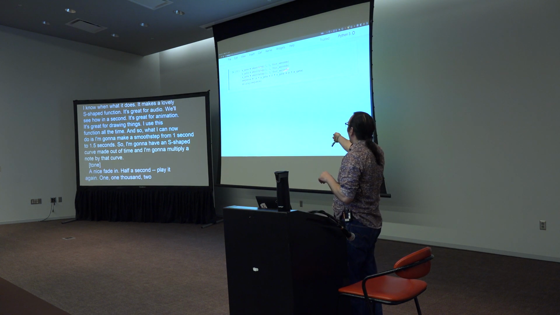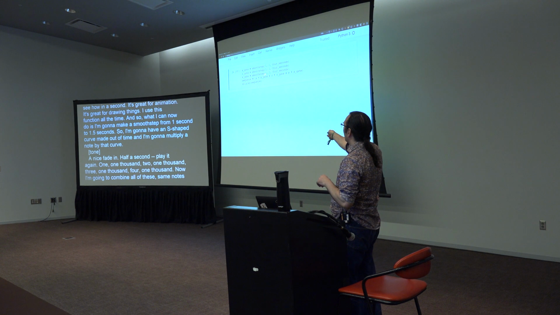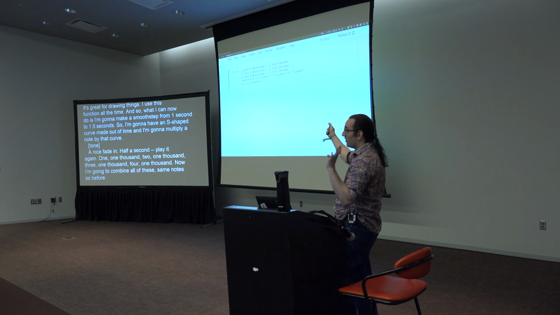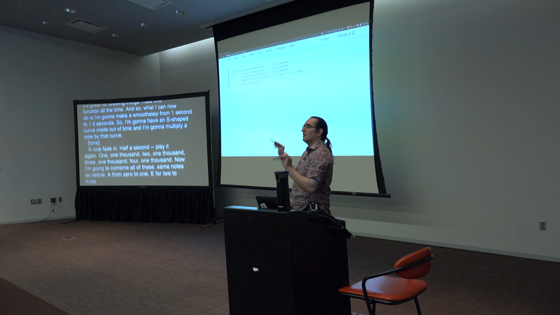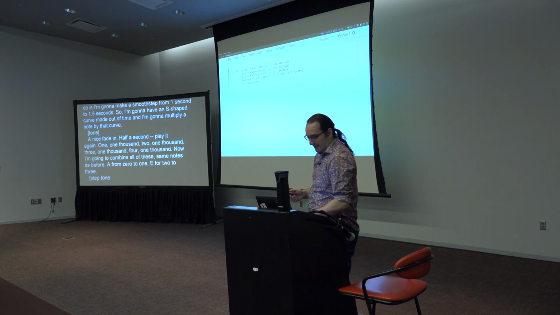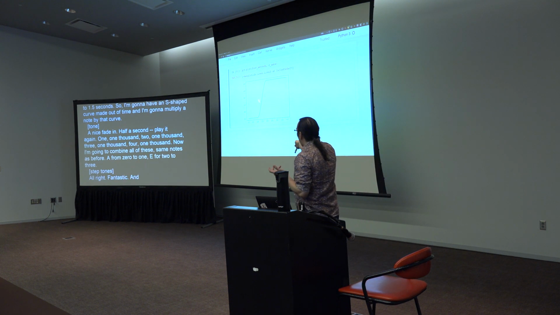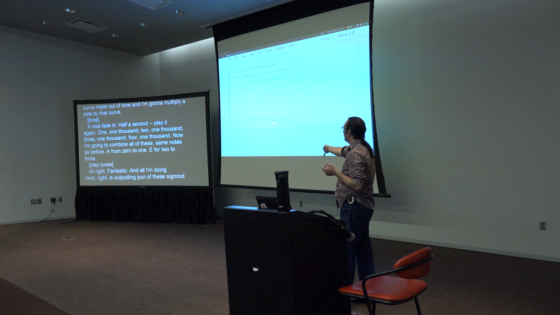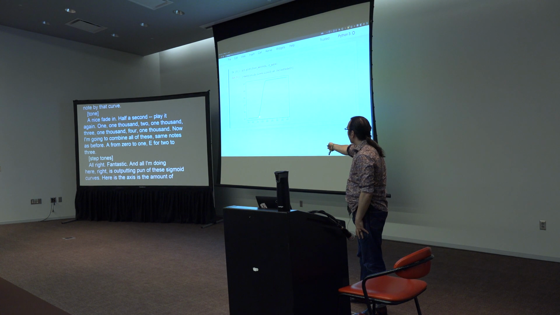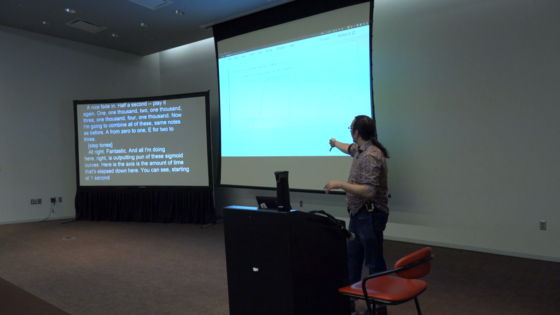And now I can combine all of these. Remember our same notes as before, but I'm going to now make gates for them. A is going to go from 0 to 1, then C from 1 to 2, then E from 2 to 3. Practically conducting here. All right, fantastic. And all I'm doing here is outputting one of these sigmoid curves. Here, my axis is the amount of time that's elapsed down here. So you can see, starting at 1 second, this gate starts fading in, and it reaches full intensity around 2-ish seconds.